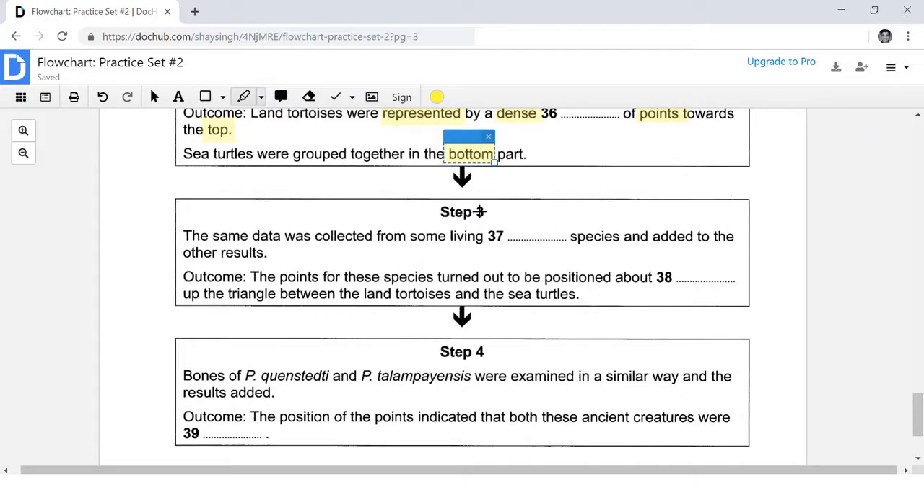Okay, here we are at step number 3. This talks about the same data. So we have to be sure that when we are looking for our answer, the answer correlates back to the same data that was collected from some living what species? That's going to be a noun. Okay, maybe the name of species, some living type of species.